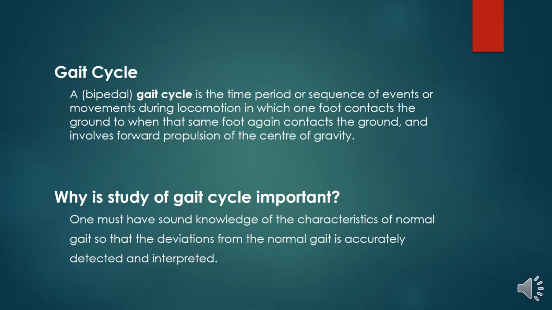So, why is the study of gait cycle important? The study of gait cycle is important so that the characteristics of a normal gait can be known, and in case of any deviations, the deviations can be interpreted and dealt with.